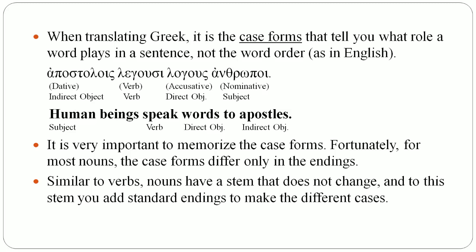Then what are the human beings doing? They're speaking. So human beings speak. Logus is your accusative form. Therefore, that is your direct object. That is what the human beings are speaking. They speak words. And then the final thing that you have to translate is the first word in the sentence, apostolos. That is dative. Therefore, it's the indirect object. It's who receives the words. Here, apostles receive the words. So human beings speak words to apostles.